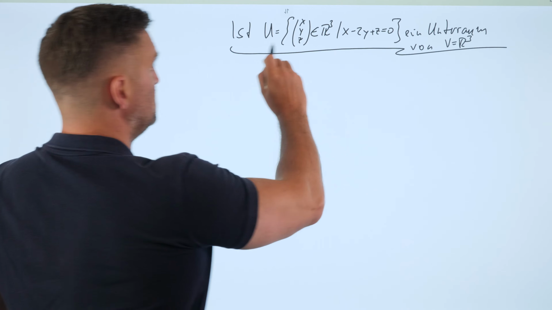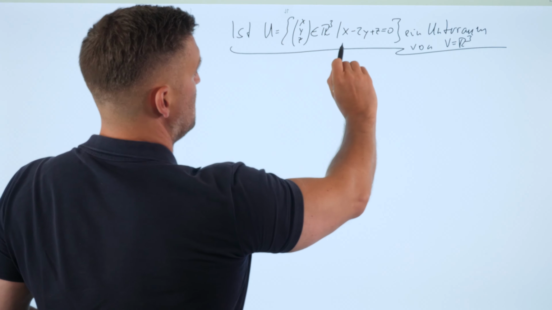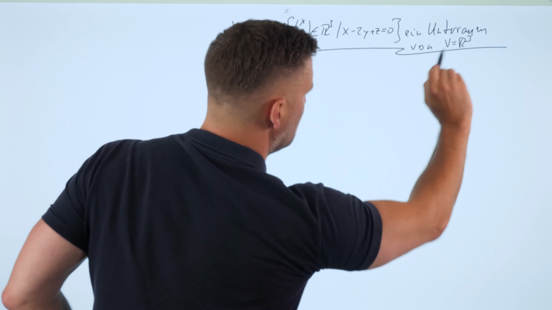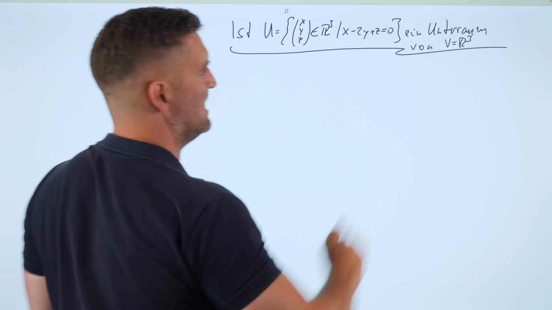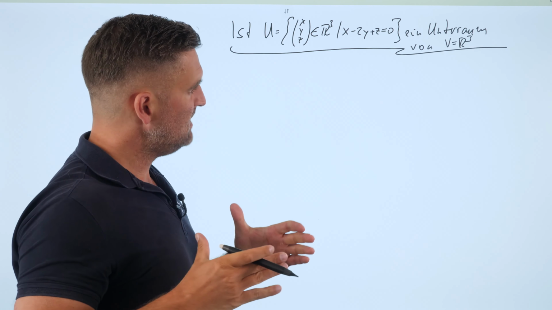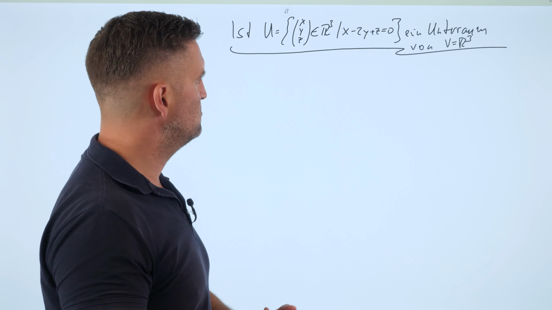Is U with x, y, z elements from R³ given by x minus 2y plus z equals 0 a subspace of V equals R³? So, our familiar vector space. I'll also add it to the playlist. We have many more practice videos on this.